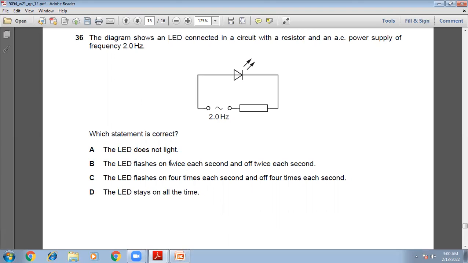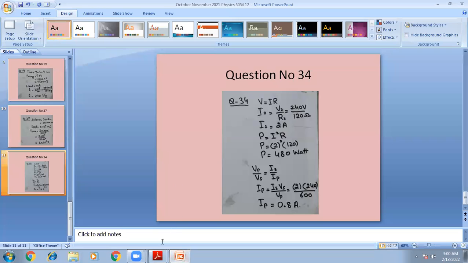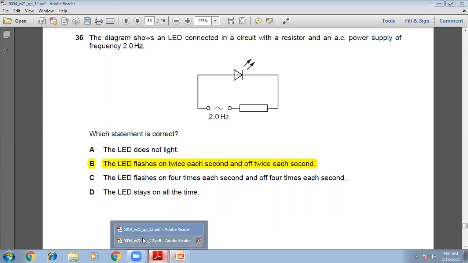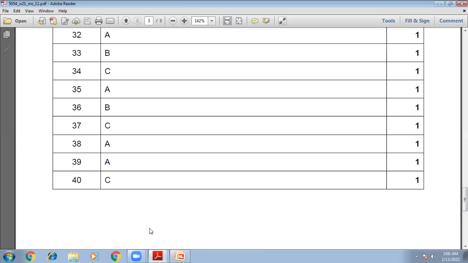The LED flashes on twice each second and off twice each second. Yes, that's right. The LED flashes on 4 times each second. No, the LED stays on all the time. Yes, here, this is the right answer. Question number 36, B is the right answer.